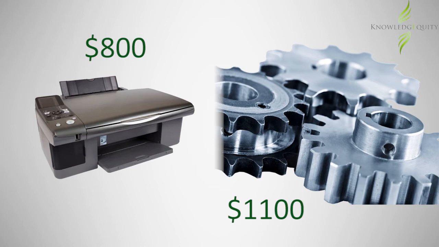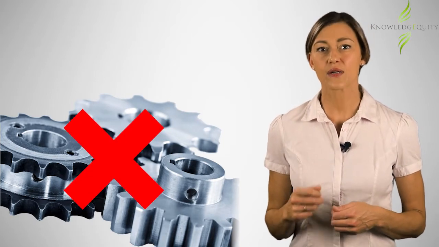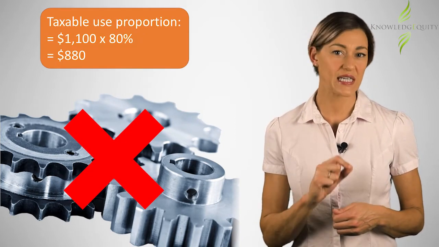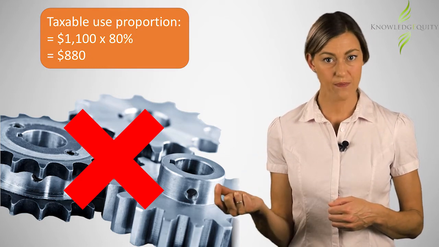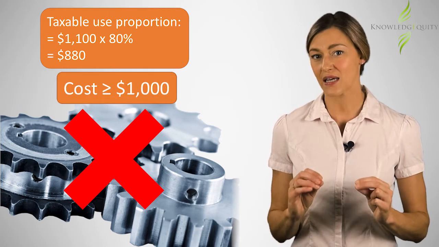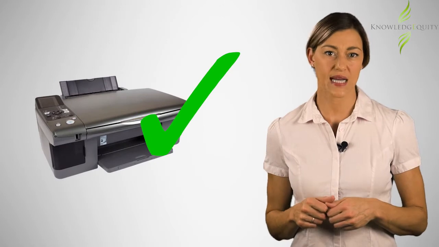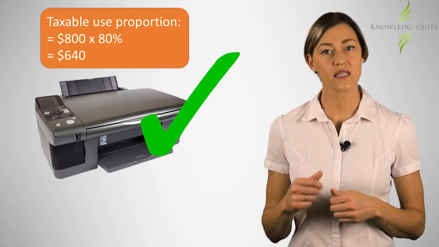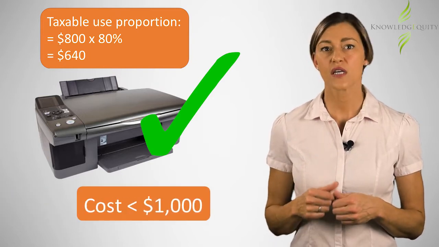The factory equipment is not a low-cost asset because even though its taxable use proportion is $880, that is 80% of $1,100, the actual cost of the asset is not less than $1,000. The printer is a low-cost asset, which Glenn may allocate $640 of, that is 80% of $800, to the low-value pool this year.